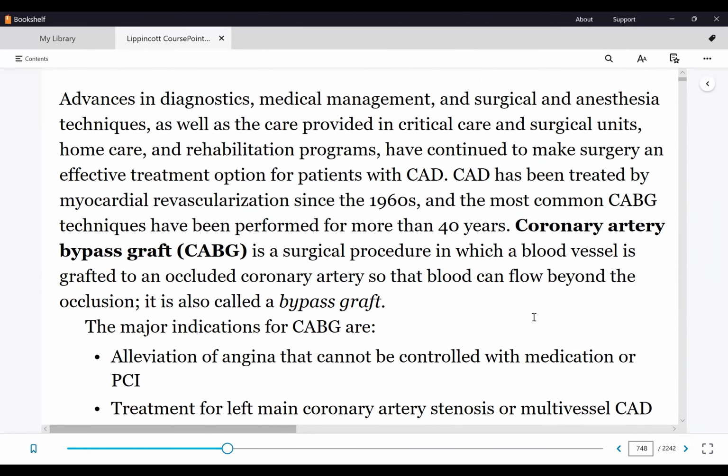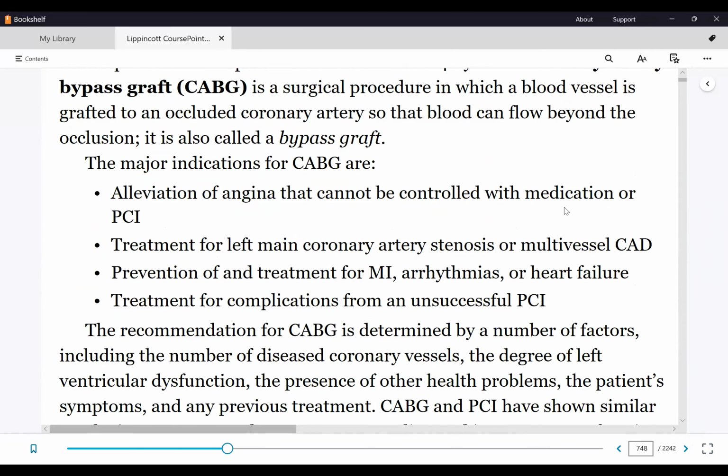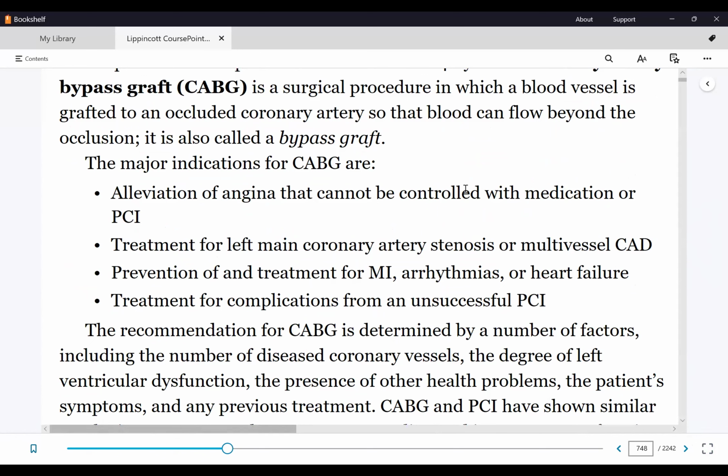Now, patients who qualify for CABG are the following. The indication is we attempted PCI and it didn't work. We were unsuccessful for one reason or another. Maybe the artery is too small, or maybe we had bleeding from the PCI, whichever reason. We couldn't proceed with the PCI.